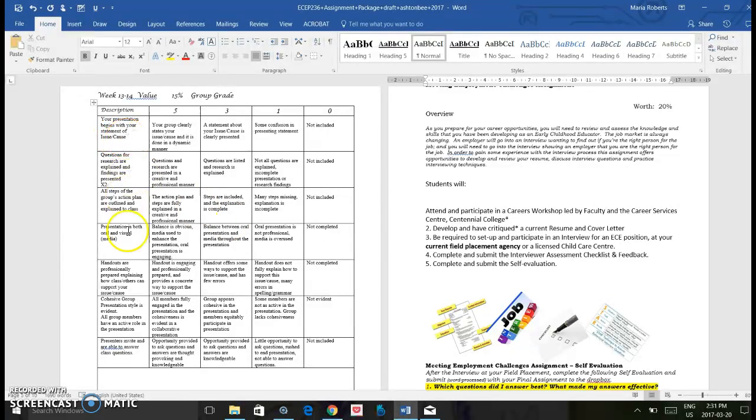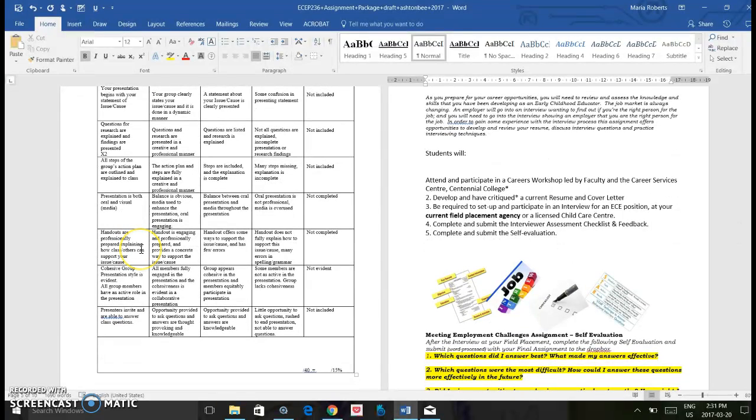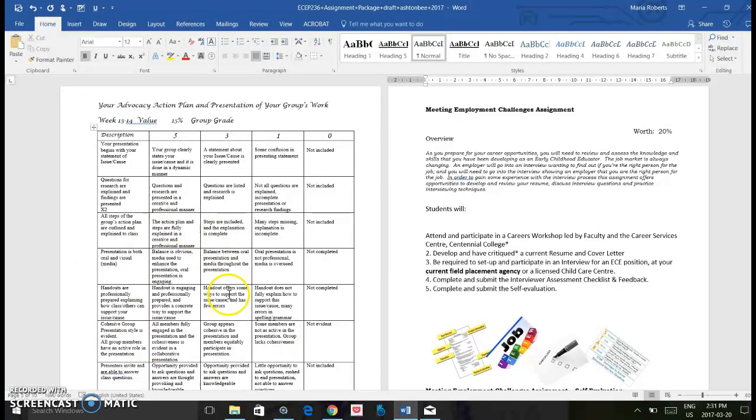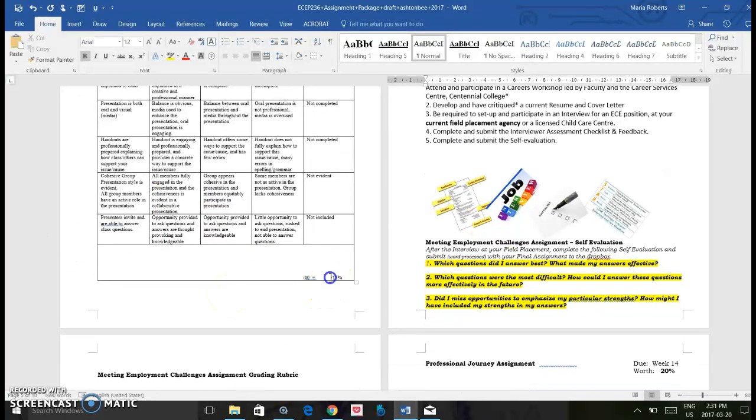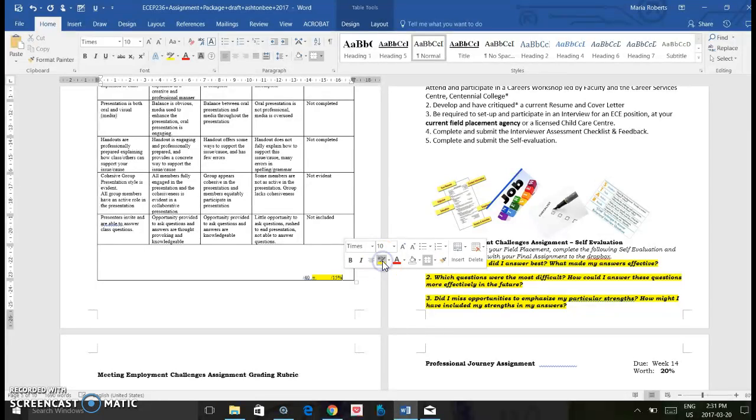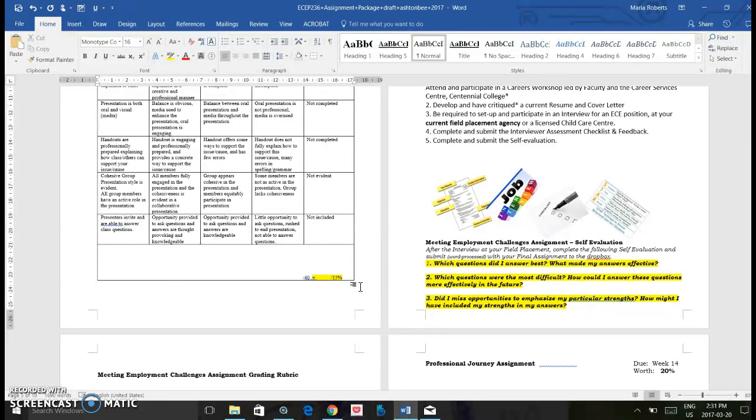So you start your presentation, your questions are explained briefly, your action plans are outlined and explained, and your presentation is both visual and oral. That means you're talking about it and there are visual pieces. You have a handout for each person that stops by. You're cohesive in your group. You all have active parts, and you ask people if they have any questions. So the presentation of what you actually did is worth another 15% of this assignment. So that's the piece that you need to be working on.